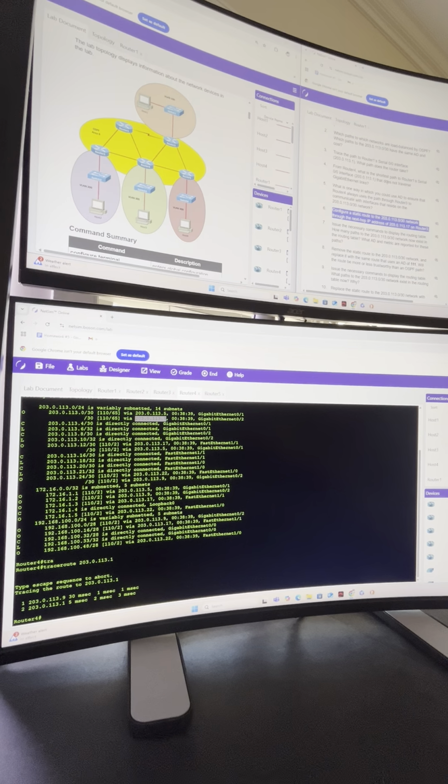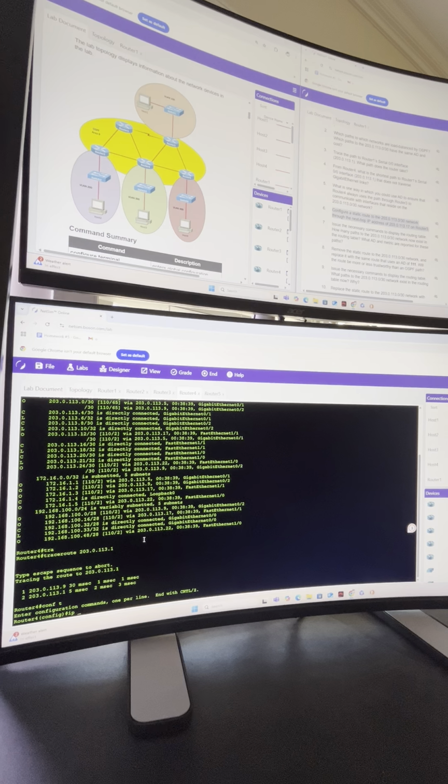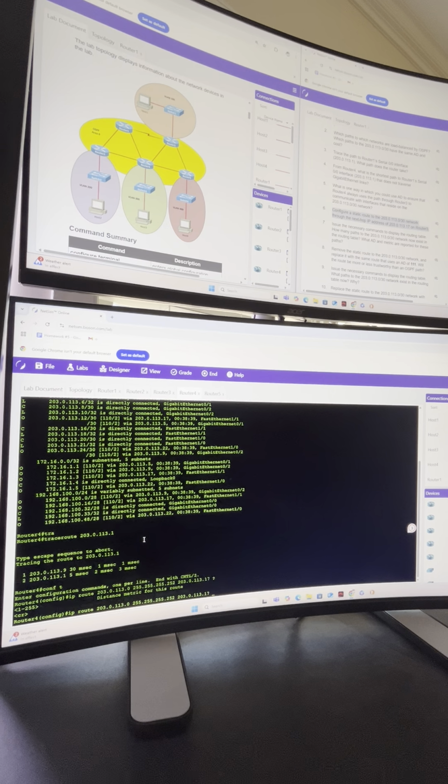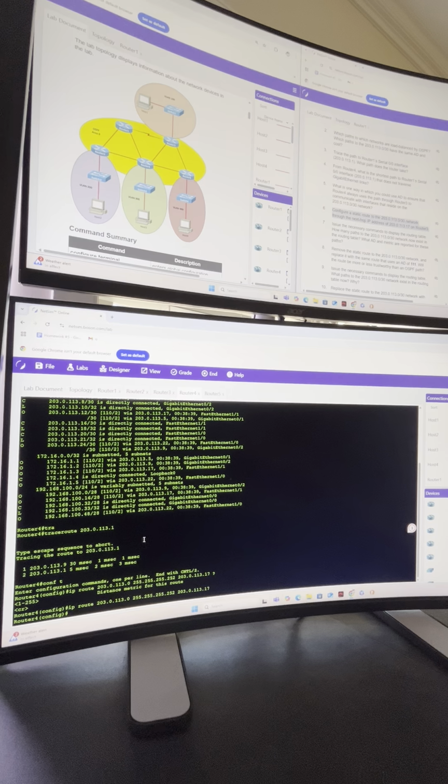Okay. So number 6, it says configure a static route to the 203.0.113.0/30 network through the next hop IP address of 203.0.113.17 on router 3. All right, so on router 4, let's go ahead and configure this static route. Let's do a configure terminal to go into global configuration mode, and let's do an ip route to 203.0.113.0. We want to give a /30 subnet mask, so let's do 255.255.255.252. And the next hop IP address is going to be 203.0.113.17. And let's go ahead and hit enter to configure that static route.